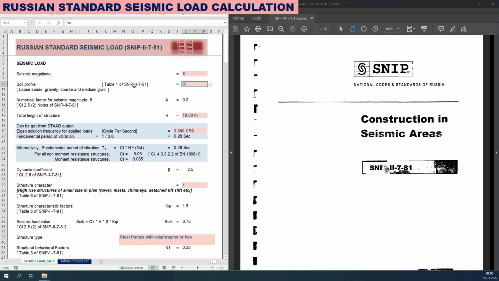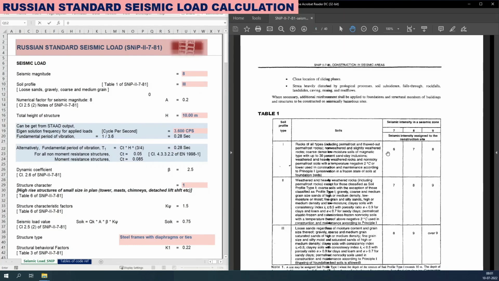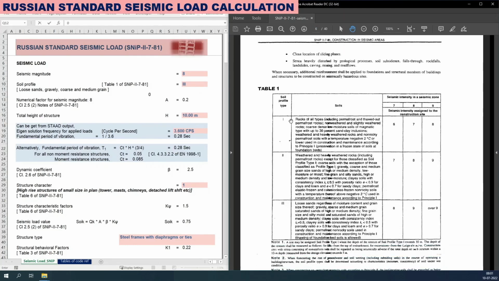This is as per table 1 of SNIP 2781. 1 means rock of all types. 2 is weathered and heavily weathered rock. 3 is loose sands, gravelly, coarse and medium grain. For the classification of soil profile based upon the SNIP standard, we need to refer to page number 6 in the right-hand side of the PDF. So here you can see in table 1, the classifications are well explained.